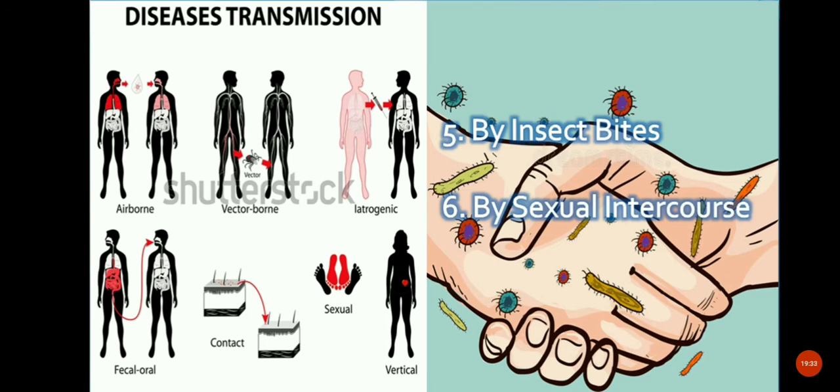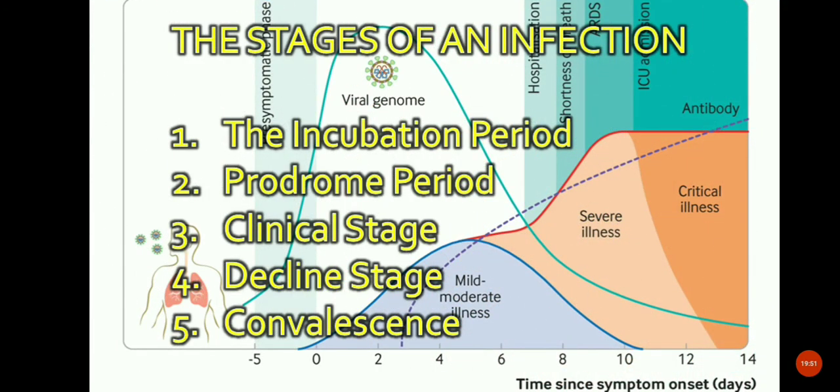In number 6, we have by sexual intercourse, like syphilis, gonorrhea, granuloma inguinale, soft chancre, and also lymphogranuloma venereum. In this stage of an infection, we also give the recovery stage of these patients.